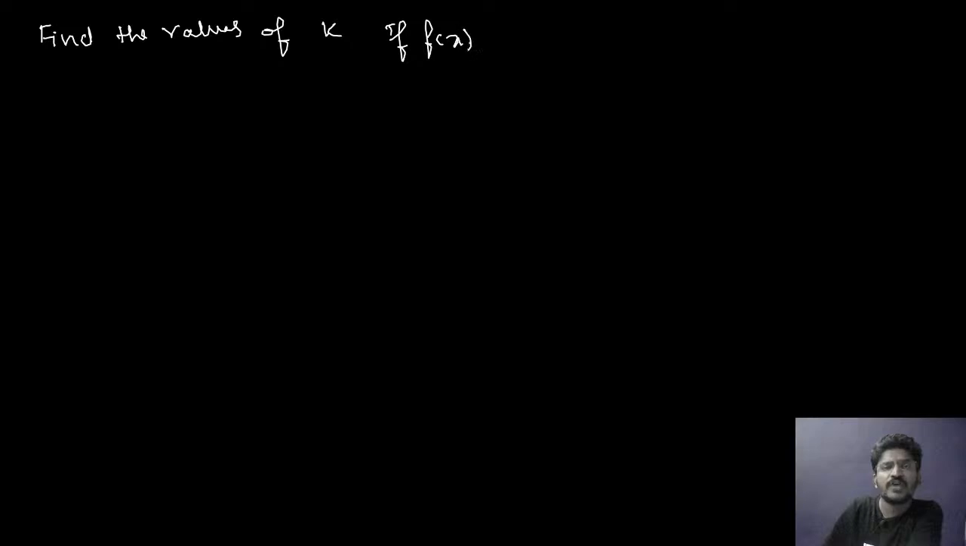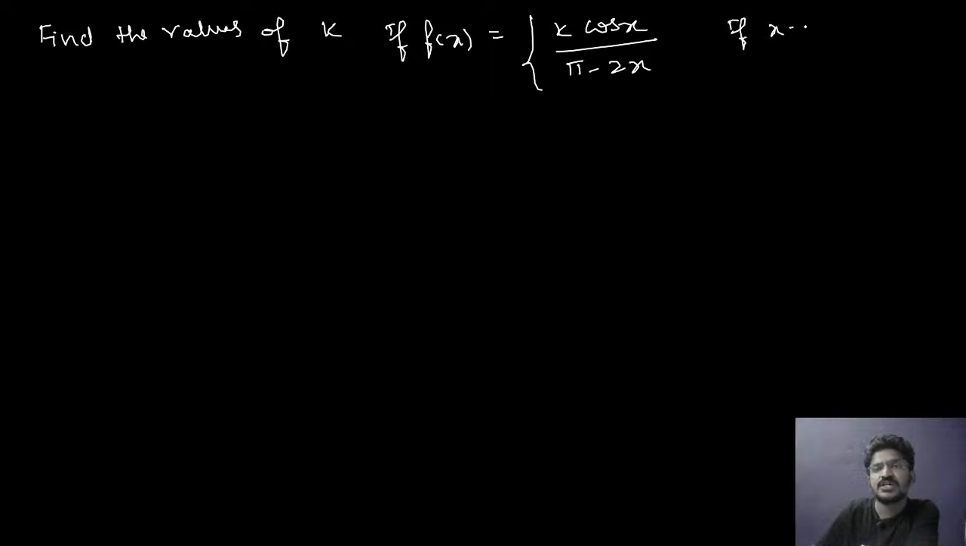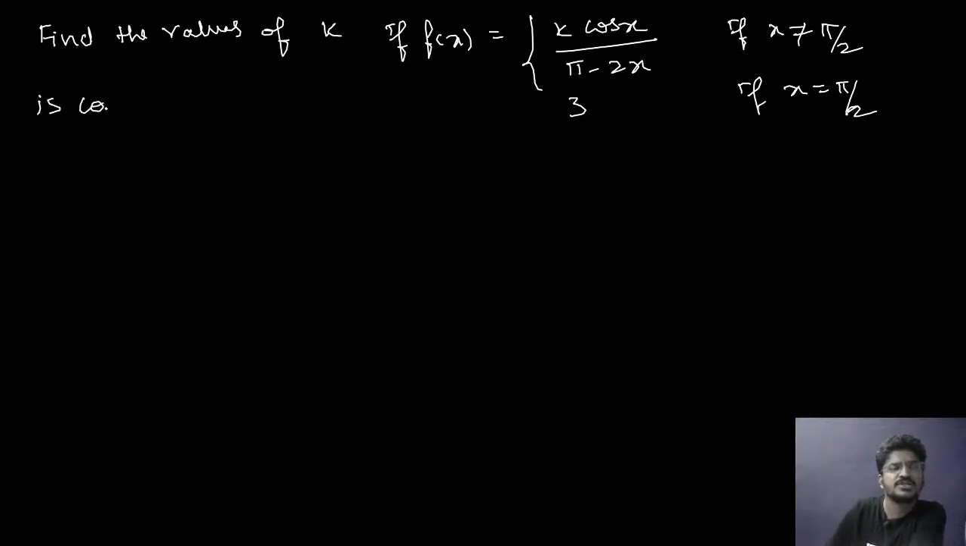Now we can see the next problem: find the values of k if f of x is equal to k times cos x divided by pi minus 2x if x is not equal to pi by 2, and 3 if x is equal to pi by 2, is continuous at x equal to pi by 2.